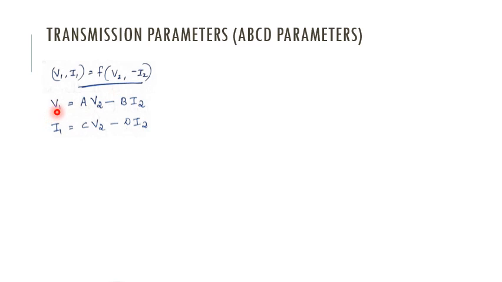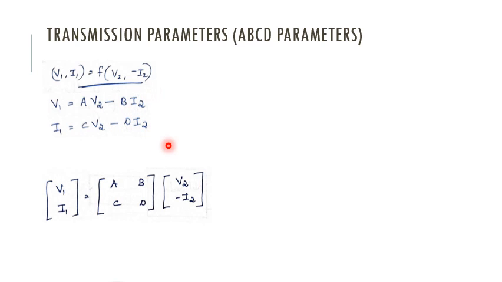These are the expressions. V1 is equal to AV2 minus BI2 and I1 is equal to CV2 minus DI2. One thing to be noted is that this negative sign is with I2. It is not with the parameters B and D. The negative sign is with I2. Both the equations are written in matrix form.